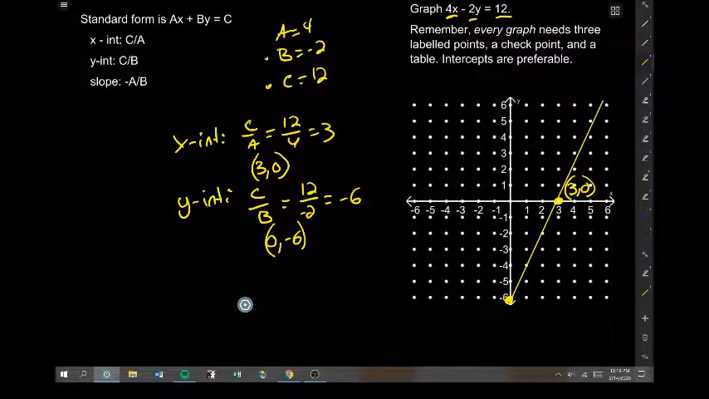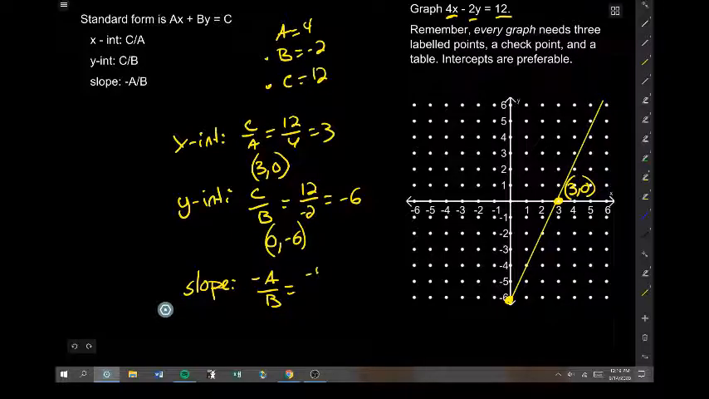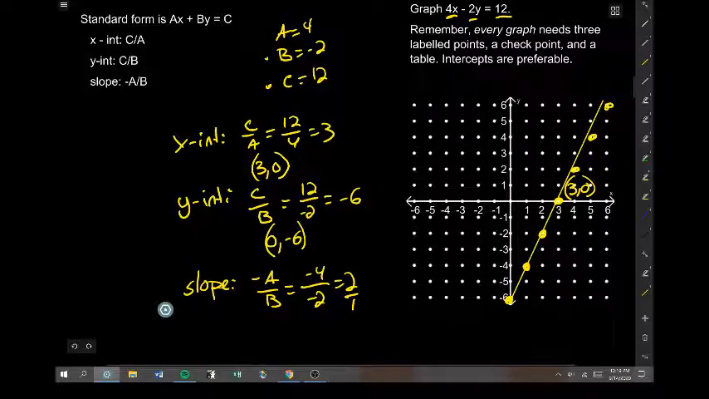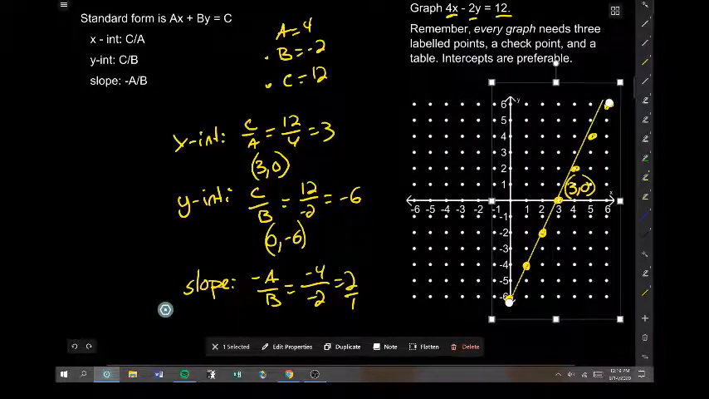However, I can also find some more points by using the slope. I know the slope, which we use letter m for, is negative a divided by b, which is going to be negative 4 divided by negative 2, which is just 2. The slope of this line is 2 over 1, so up 2, right 1, up 2, right 1, up 2, right 1. You can see my line that I drew kind of got off a little bit. I wonder if I can fix it. Yeah, that's better.